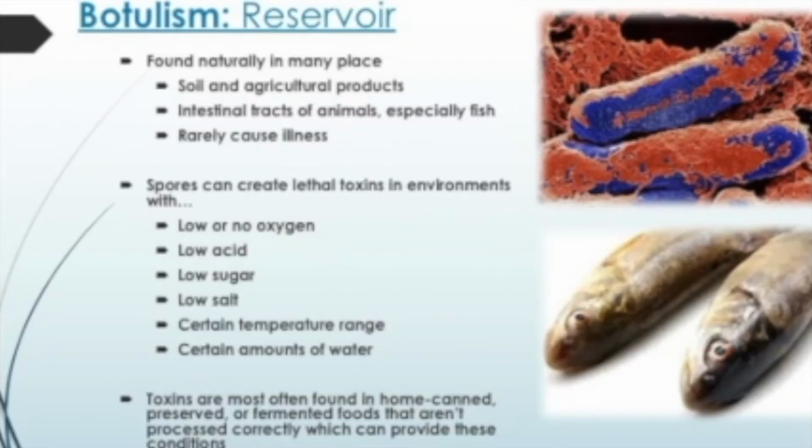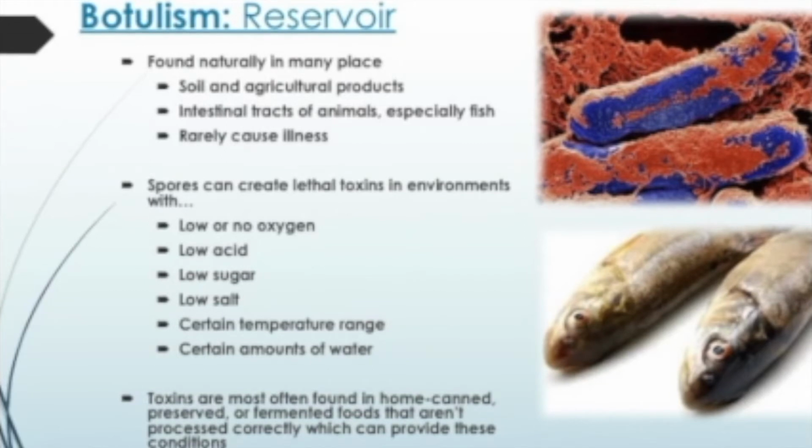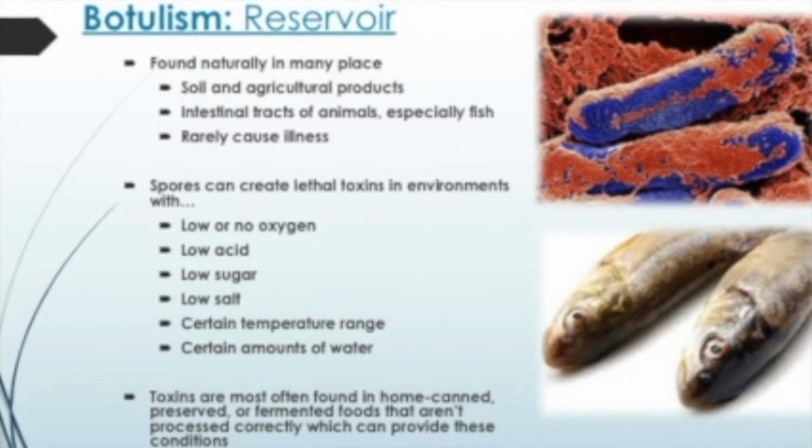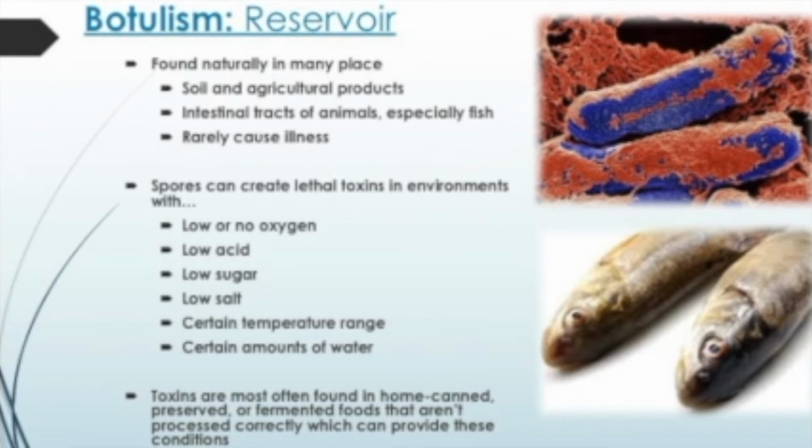Okay, so this slide we're going to go over the reservoir of botulism. The Clostridium botulinum bacteria is a very common bacteria to find in many places. It's found mostly in dirt and agricultural products. It's also been found in animal intestines, most commonly in fish and other seafood. But for how common it is, it rarely causes the disease botulism.